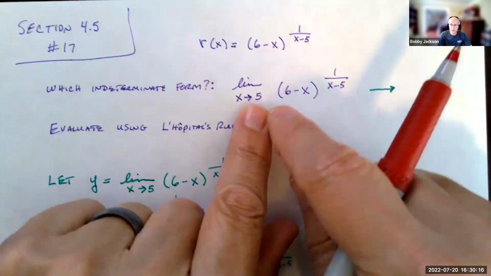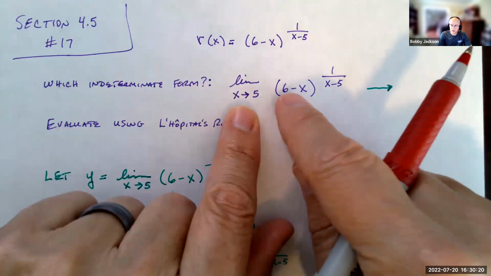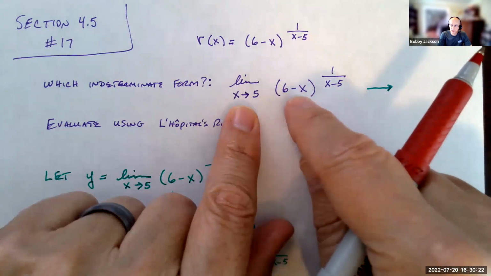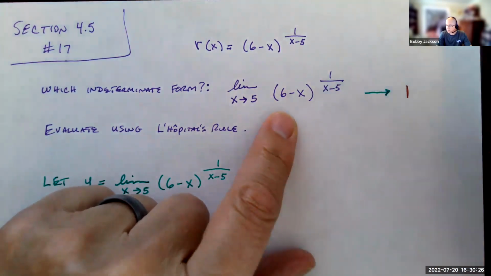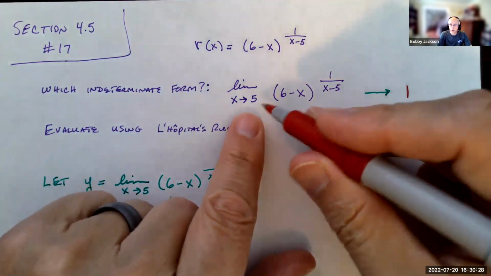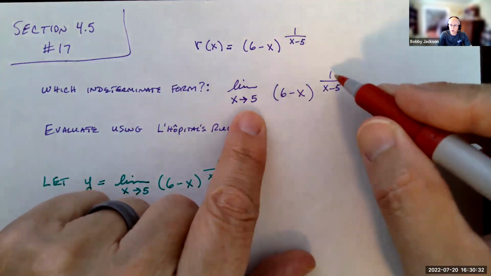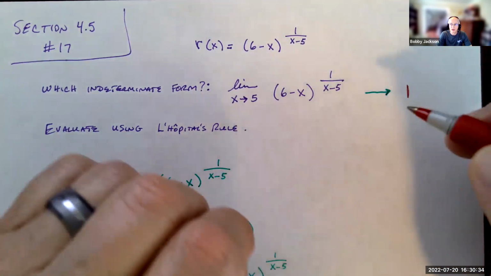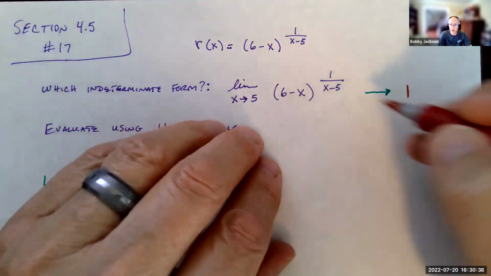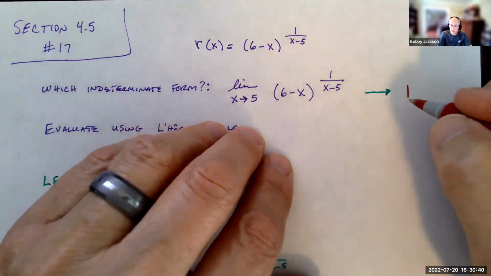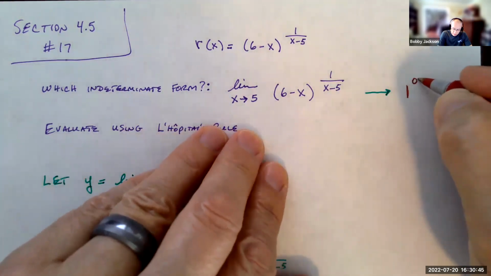So basically what's happening is x approaches 5 to this. Well, clearly, as x approaches 5, the base is approaching what? 6 minus 5, which is obviously 1. What's happening to the exponent? As x gets closer and closer to 5, the denominator is getting closer and closer to 0. 1 divided by a number going to 0 is going to go to infinity. So this is the indeterminate form.